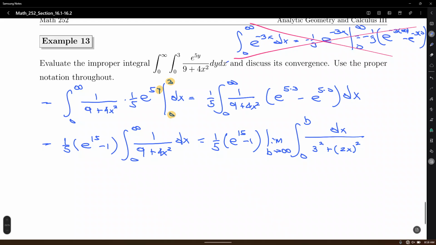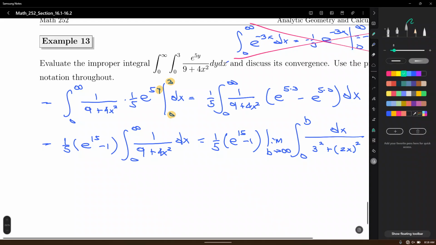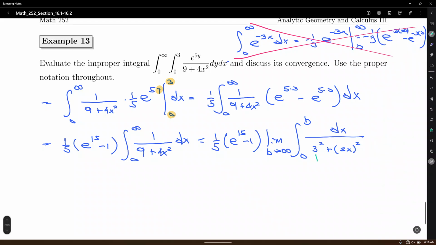So we can see the following. That is a equals 3 and u equals 2x. All right? Because when we do the u substitution, it's not just going to be an x or something.